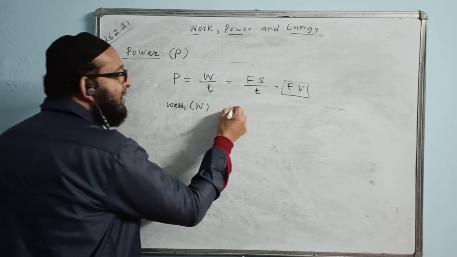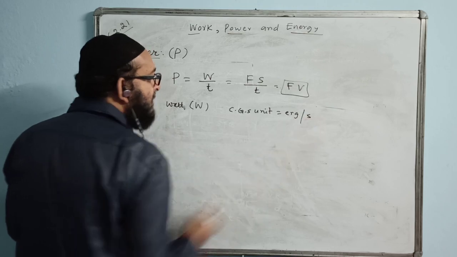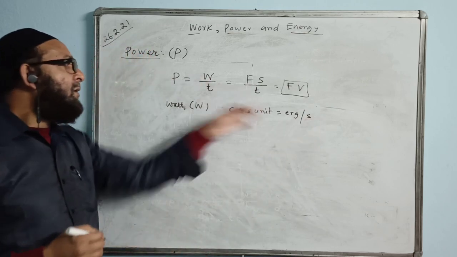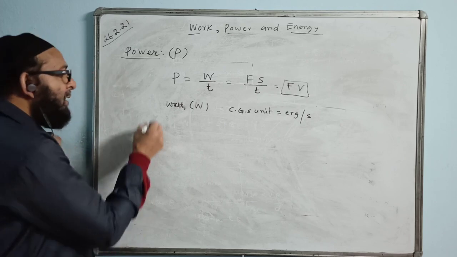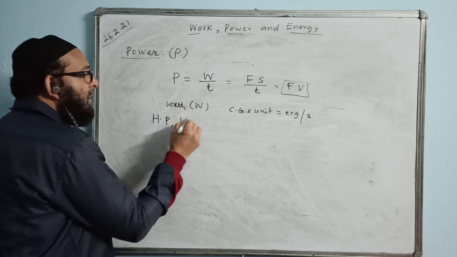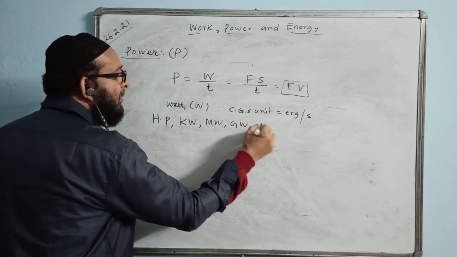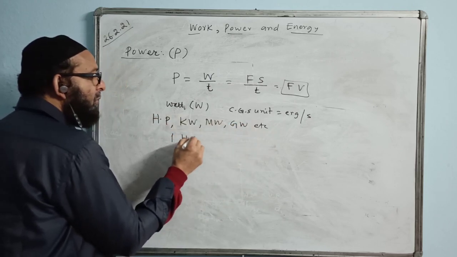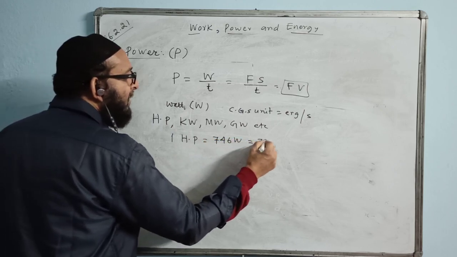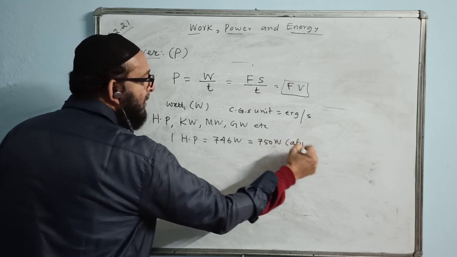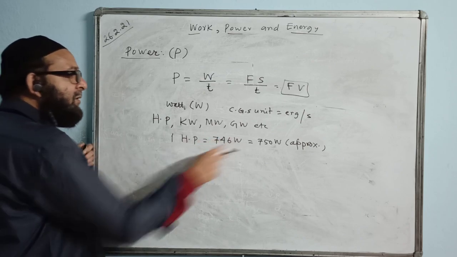And the CGS unit is erg per second. Work is in erg, time is in seconds, so erg per second. The other units of power are HP, horsepower, kilowatt, megawatt. We have done this in the electricity chapter also, gigawatt, etc. 1 HP makes how many watts? 1 HP is 746 watt, which we round off to approximately 750 watt. So 1 horsepower is equal to approximately 750 watt, or 746 watt.